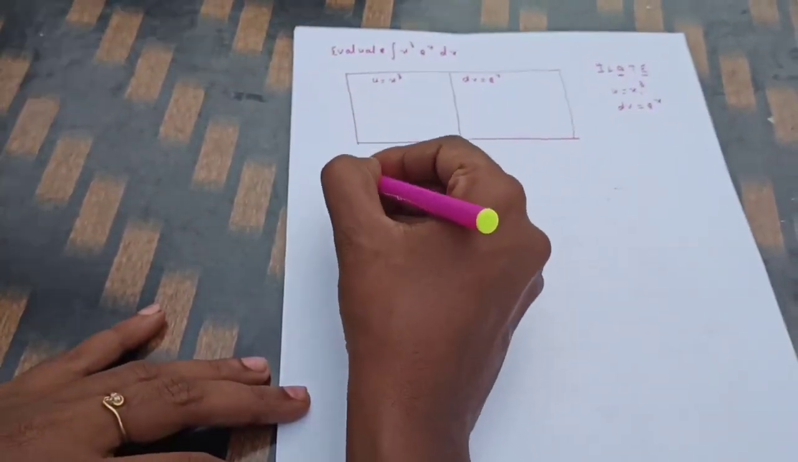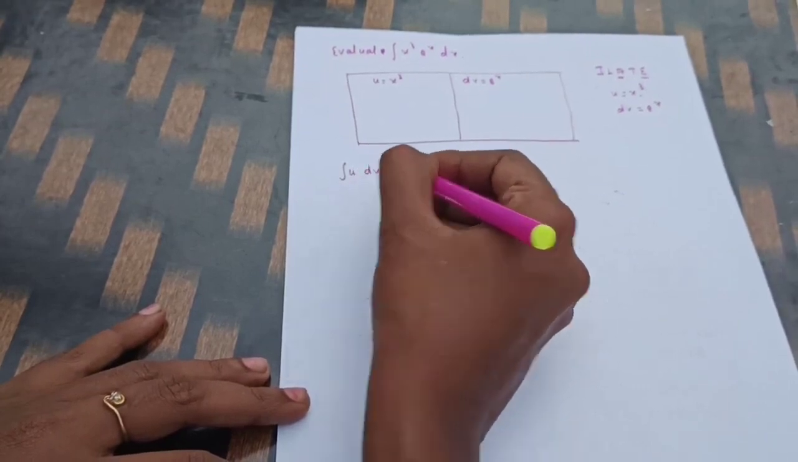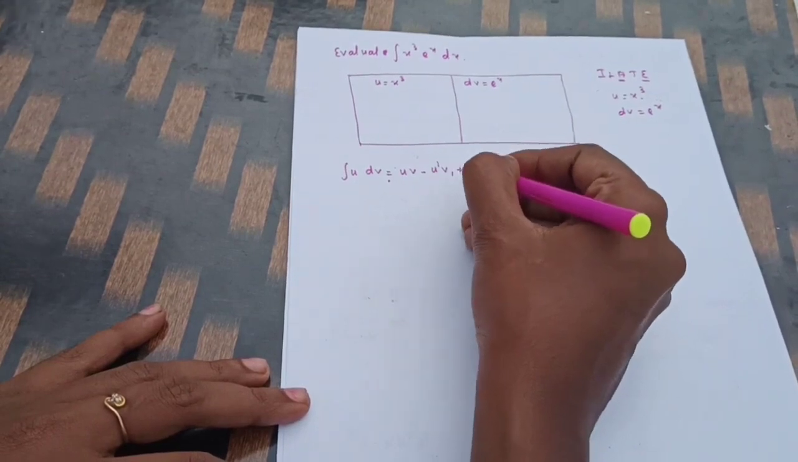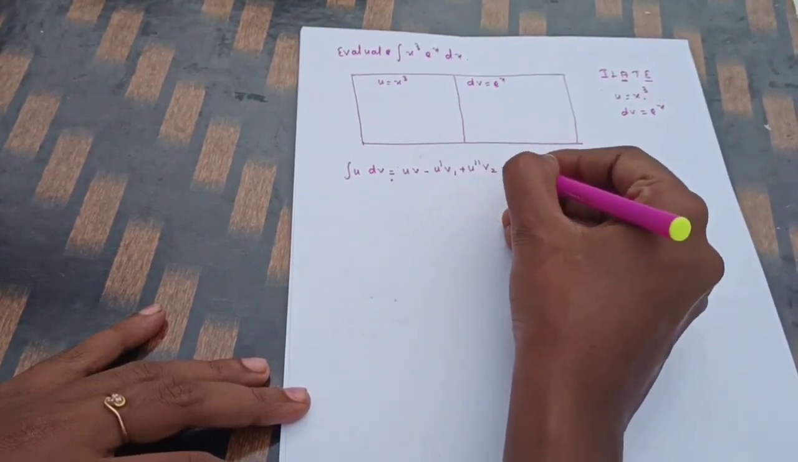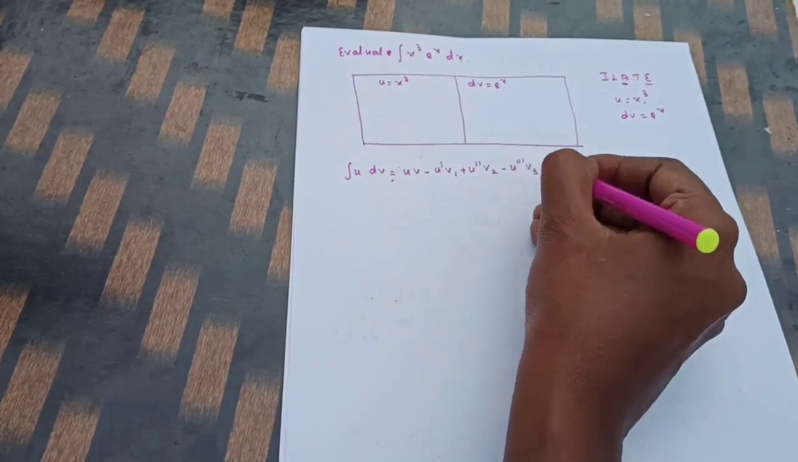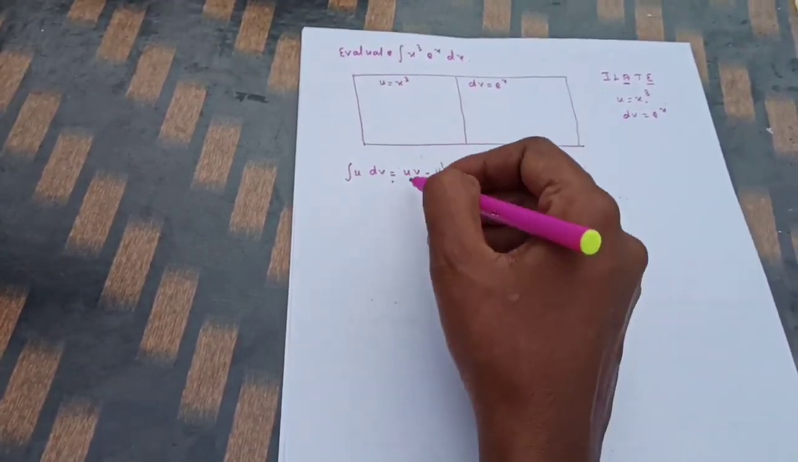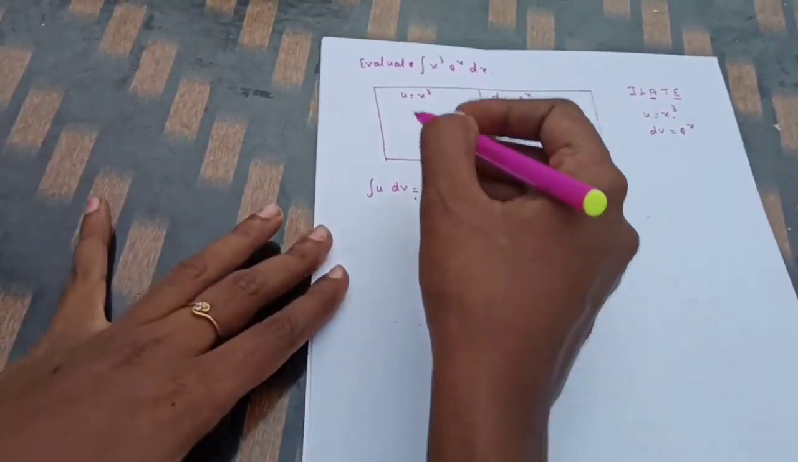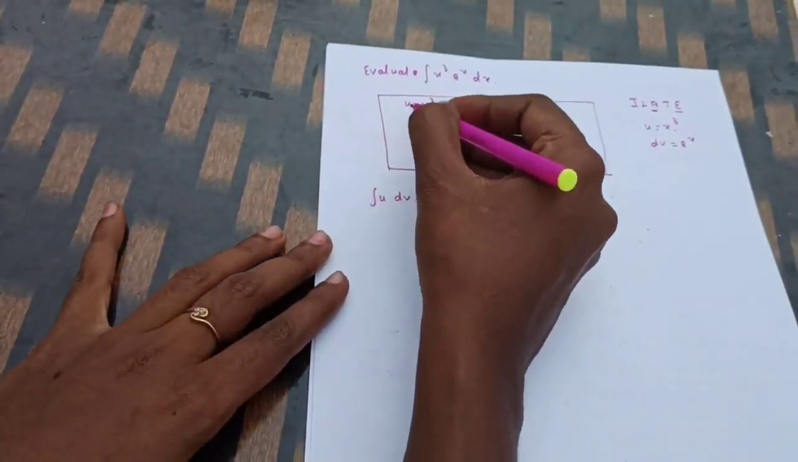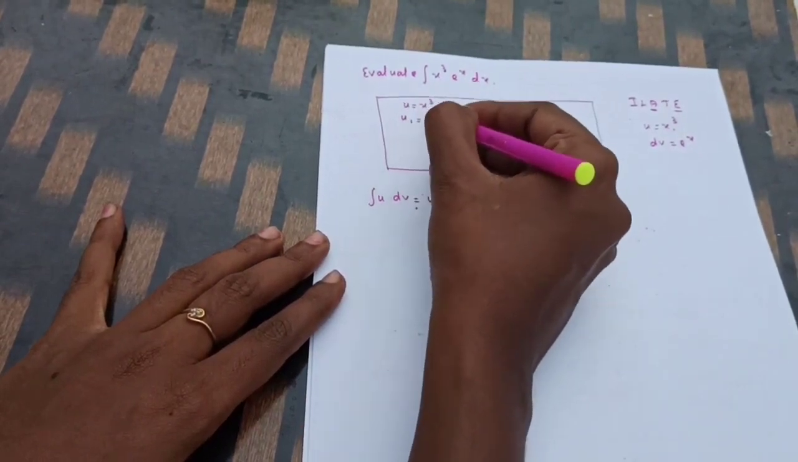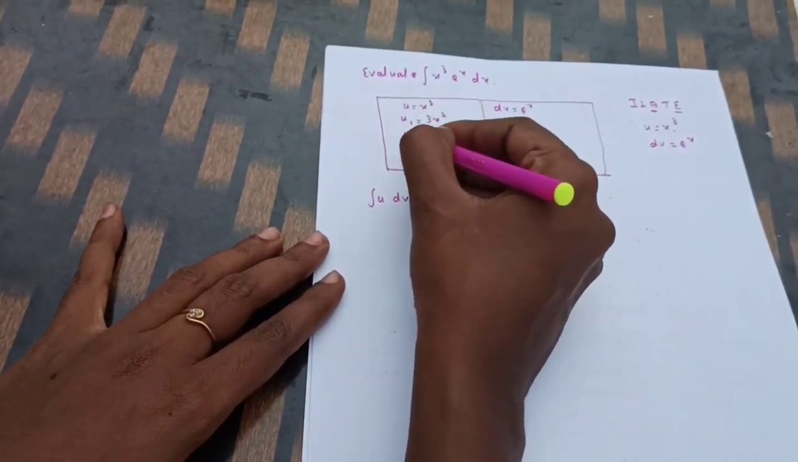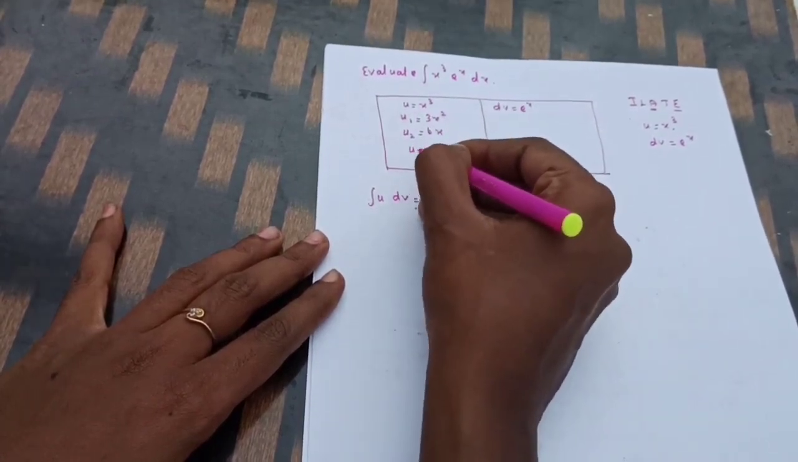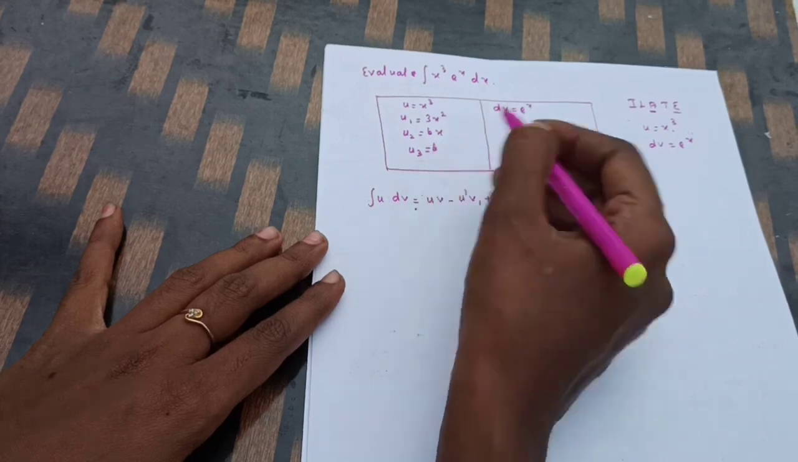So what is Bernoulli's formula? Integral of u dv equals uv minus u dash v1 plus u double dash v2 minus u triple dash v3 plus and so on, with alternate signs. Here u dash, u double dash, and v1, v2, v3 and so on. So here we can find all the values. u is equal to x cube. So u1, differentiating, you will get 3x square. Then u2, again we differentiate, so 2 into 3 means 6x. Then u3 is 6.